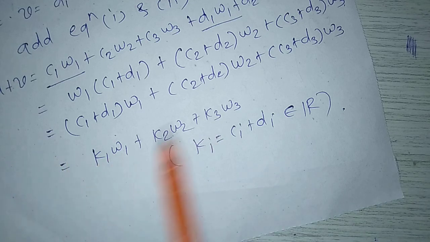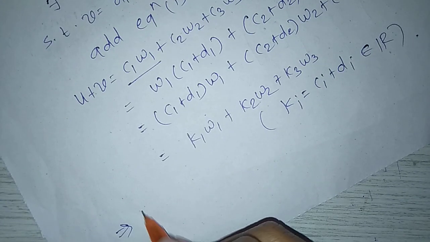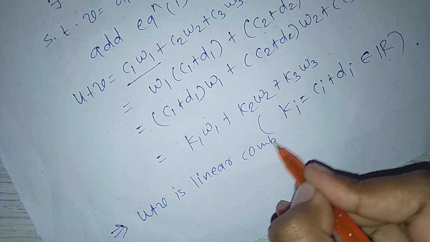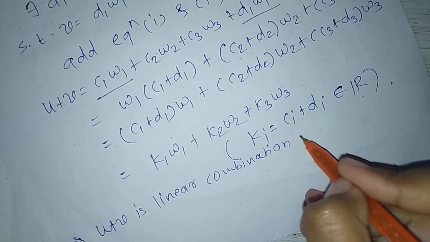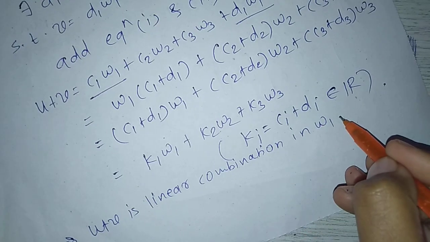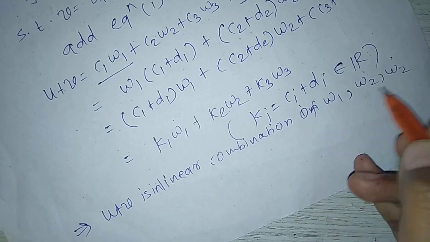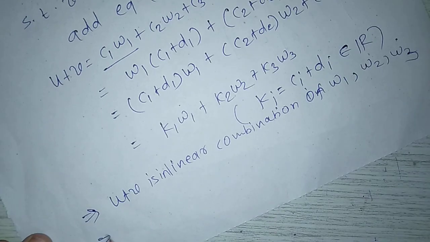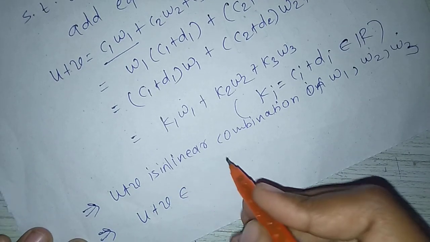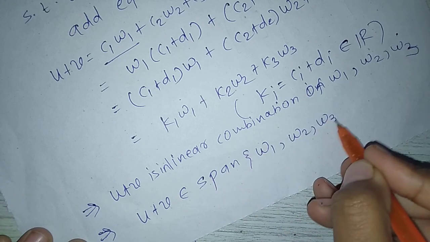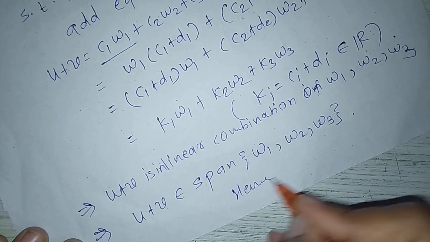So U plus V is a linear combination of W1, W2, W3, which implies U plus V belongs to the span of W1, W2, W3. Hence proved. Now we stop here.